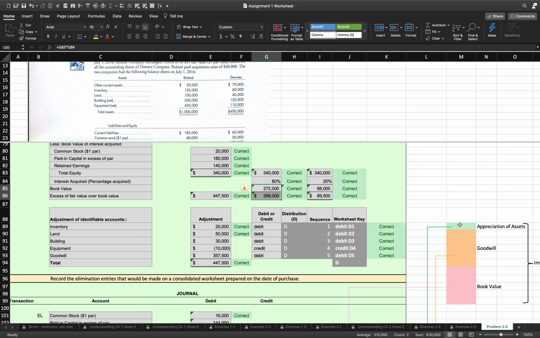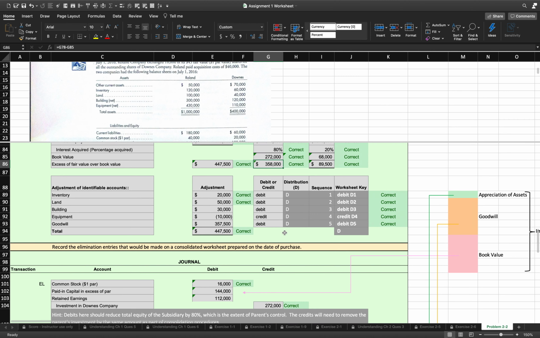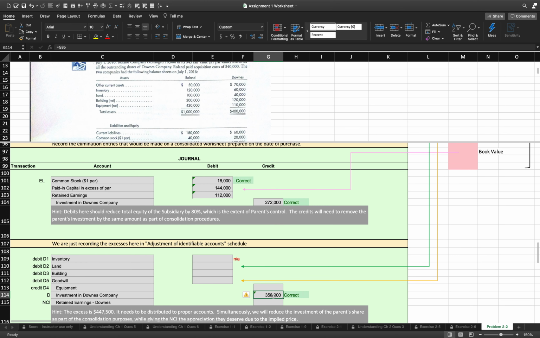But for now, let's deal with this other amount that we haven't dealt with, the 358,000. Right off the bat, that would be a reduction in the investment in Downs company account. Again, if you were to add these two reductions, the 272 from the prior entry and the 358 from this entry, this should really be the entire investment from the parent's point of view. All right, so let's see if we can figure this out.